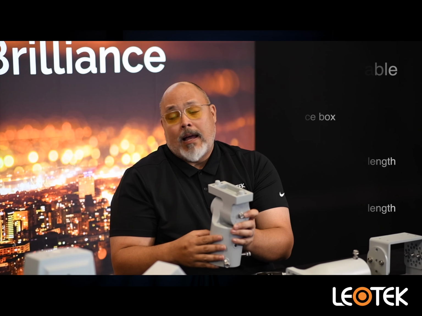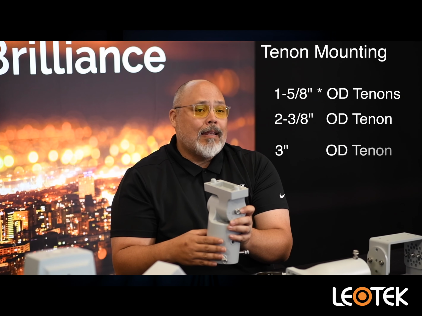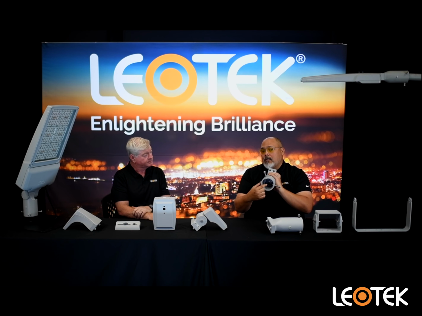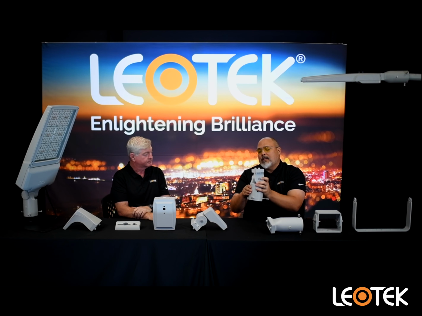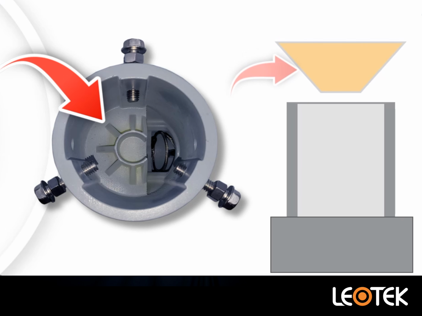Our slip fitter is designed to mount to a tenon: a 1 3/8 inch OD tenon, a 2 3/8 inch OD tenon, which is probably the most common, and a 3-inch OD tenon as well. There is a little conical detail inside the casting that, once you set it on the tenon, aligns inside the tenon and helps to center and level the product.